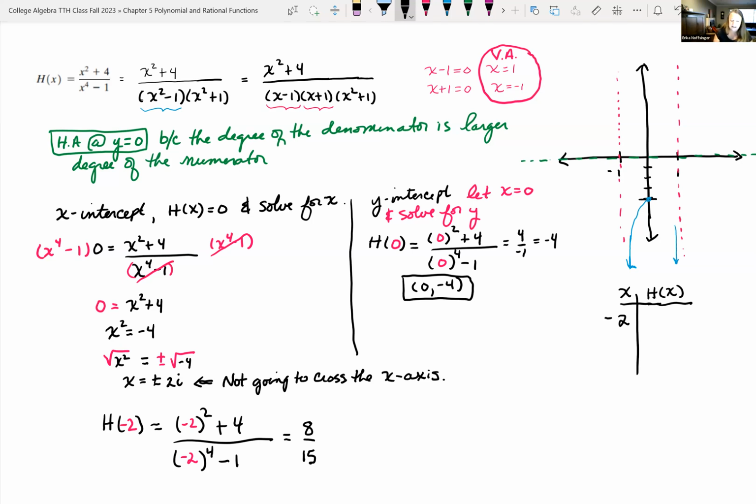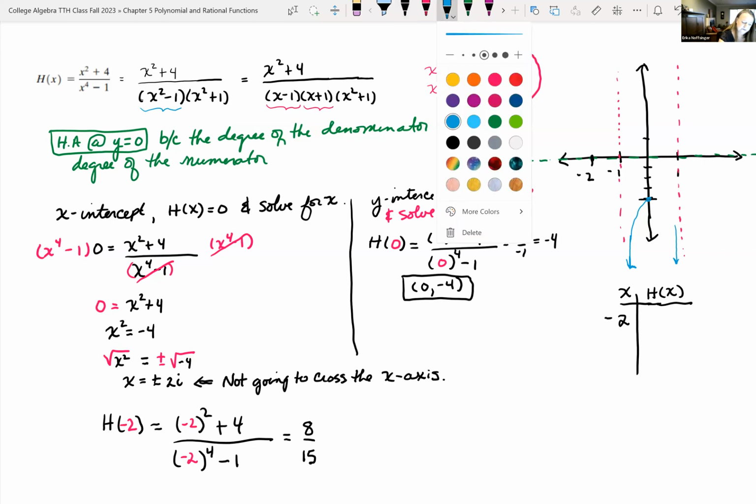So I notice this is a positive number at -2. It's less than 1. That's a little more than a half, and I see that because double 8, I get 16, and my denominator's 15. So a little more than a half. So just kind of estimate what you have there.